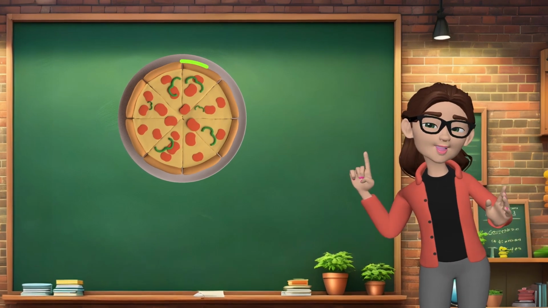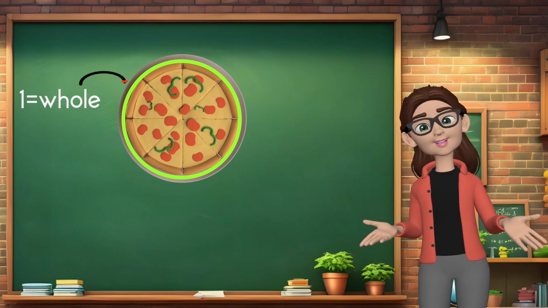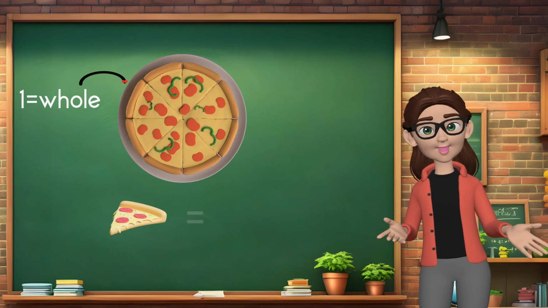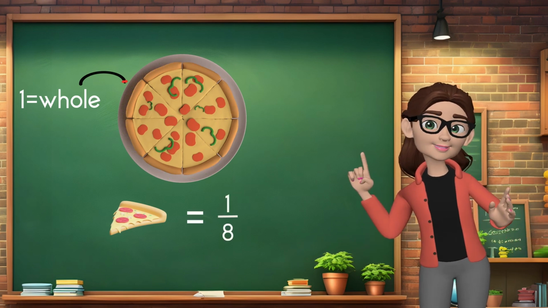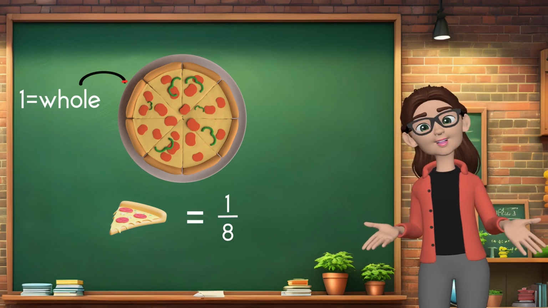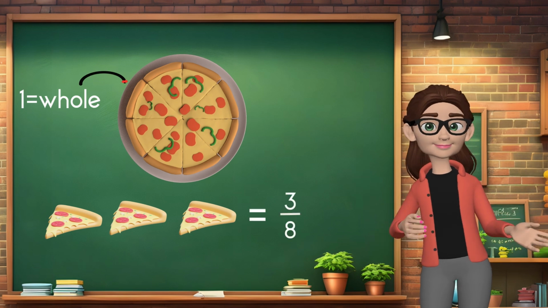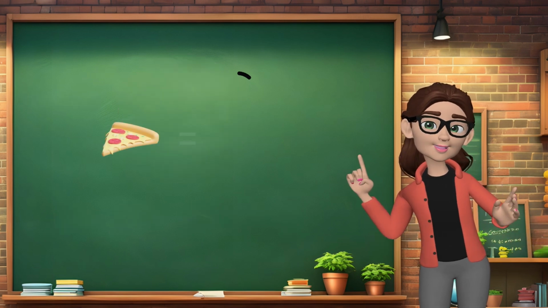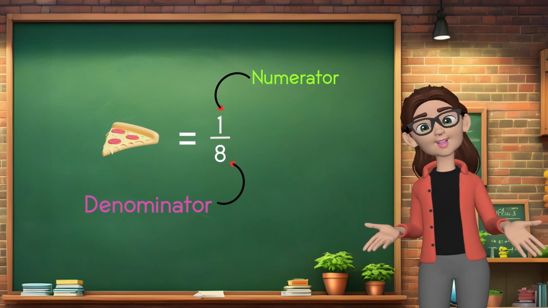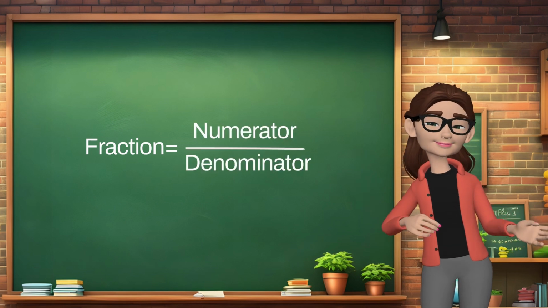You see, the whole pizza is 1. You divide the whole pizza into equal 8 slices. So, each slice of the pizza is measured as 1/8, and it is written as 1 divided by 8. So, a fraction shows parts of a whole. If you eat 3 slices, you actually ate 3/8 part of the pizza. Here the top number 1 is called numerator, and the bottom number 8 is called denominator. Therefore, fraction is equal to numerator divided by denominator.